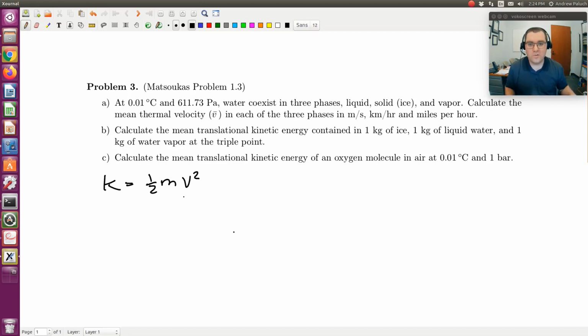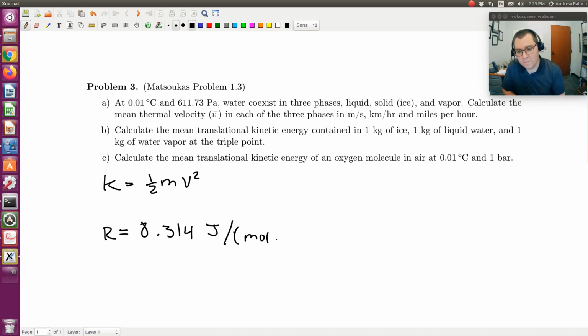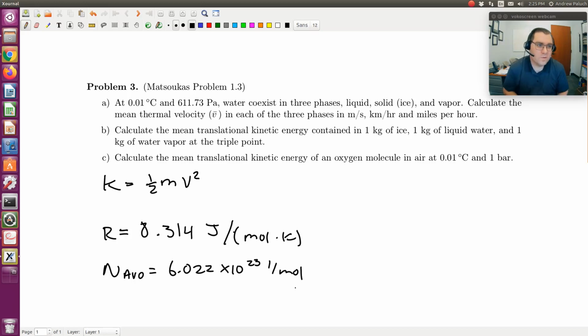Now, one note I want to make for when you actually do these calculations is, I typically don't remember a value of Kb. Kb is just my molecular gas constant. But I do remember my molar gas constant, R, is 8.314 joules per mole Kelvin. Then I remember Avogadro's number, right? N Avo is equal to 6.022 times 10 to the 23. It technically has units of inverse moles, and what that tells me is how many molecules I have in a mole. How many molecules make up a mole?